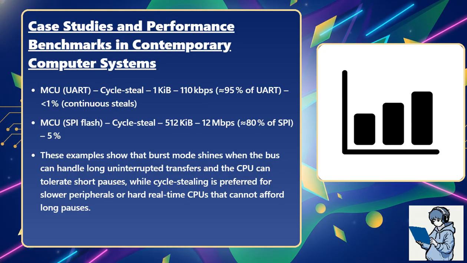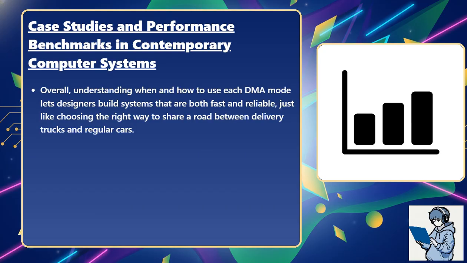These examples show that burst mode shines when the bus can handle long, uninterrupted transfers, and the CPU can tolerate short pauses, while cycle stealing is preferred for slower peripherals or hard real-time CPUs that cannot afford long pauses. Overall, understanding when and how to use each DMA mode lets designers build systems that are both fast and reliable, just like choosing the right way to share a road between delivery trucks and regular cars.